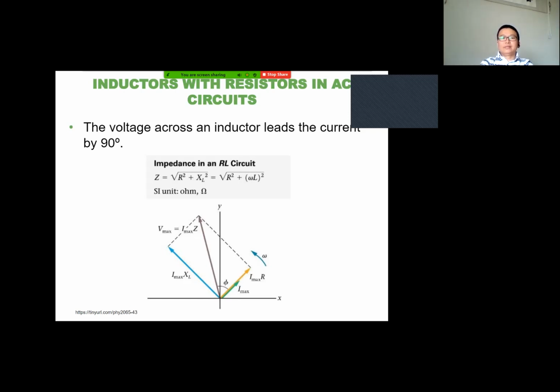So it turns out the impedance Z for the RL circuit is going to be the square root of R squared plus XL squared, okay? Similar to the RC circuit. And then the V max for the RL circuit, the total circuit, will be equal to I max times Z.